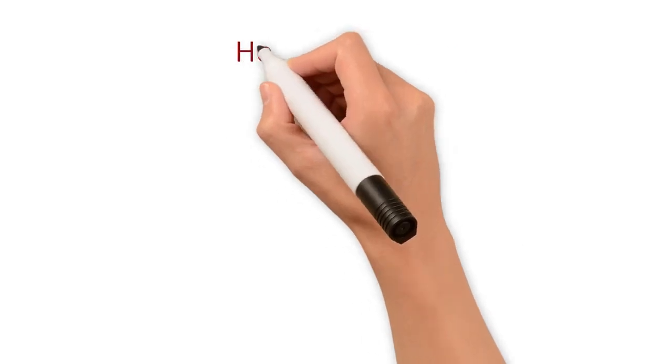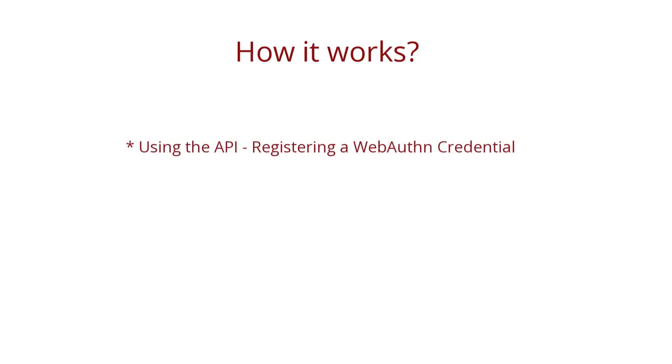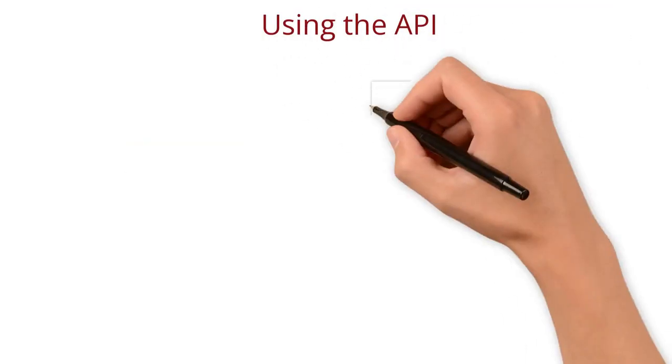Now, we will see how web authentication works. There are two steps during a web authentication flow: registration and authentication. The first step handles registering a web authentication device to a user. The second step handles the authentication attempt.